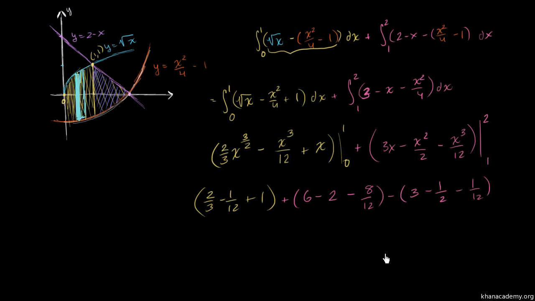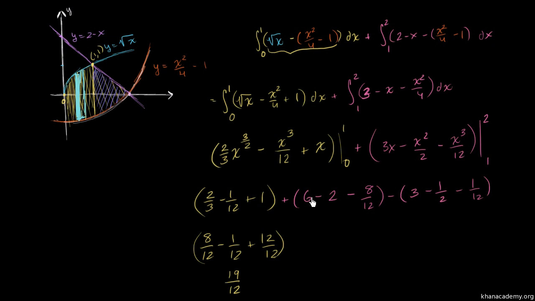Now what we're essentially left with is adding a bunch of fractions. Let's see if we can do that. It looks like 12 would be the most obvious common denominator. So here you have 8 over 12 minus 1 over 12 plus 12 over 12. This simplifies to 19 over 12, the part that we have in yellow.